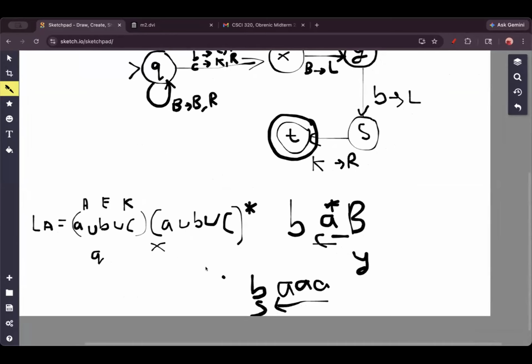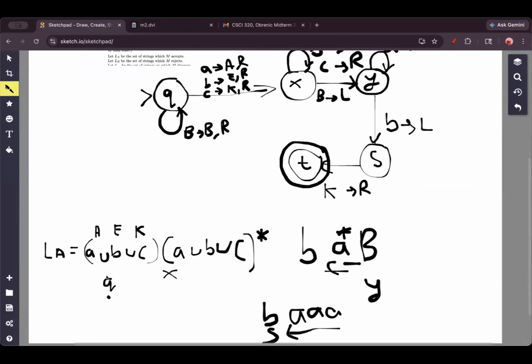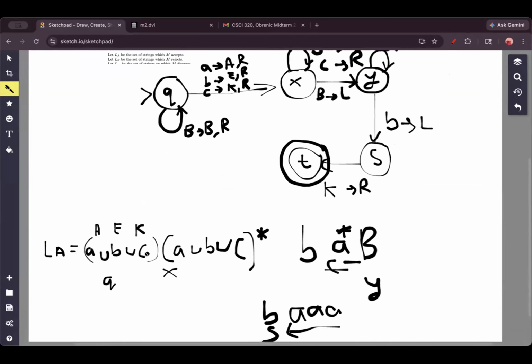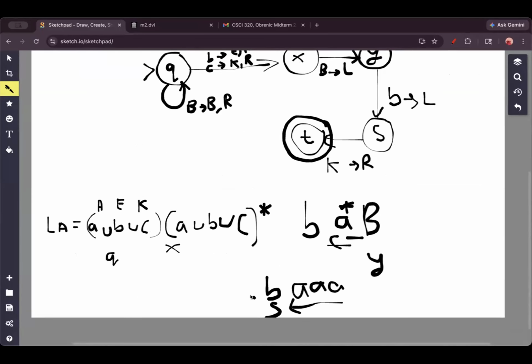Well, I see that in state Q, I turn all my lowercase letters into uppercase A, B, and C. And the only way that I can ever see uppercase C on the left side is if I see a C in state Q. So when I see a C in state Q, that turns into uppercase K, right?